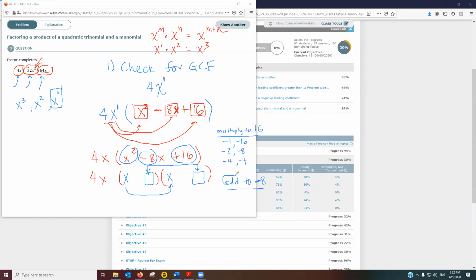But I need the two numbers to add to -8. So the only option that does that is -4 and -4. These other choices would not add to -8. So I'm going to put a -4 and a -4 here. And you can't forget the 4x in front, right? That's part of the expression. So the final answer here is 4x times x minus 4, x minus 4. And again, if you wanted to double check your answer, you could multiply this back together and convince yourself you got back to 4x to the third minus 32x squared plus 64x.